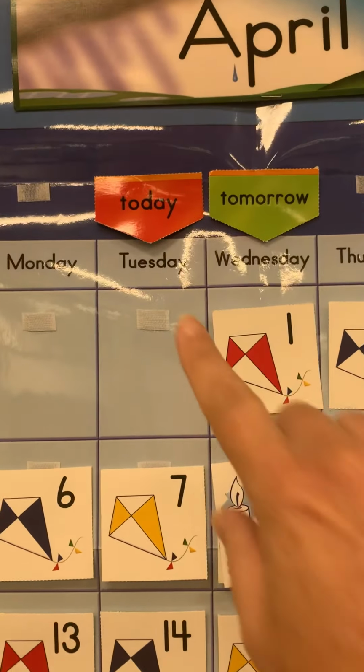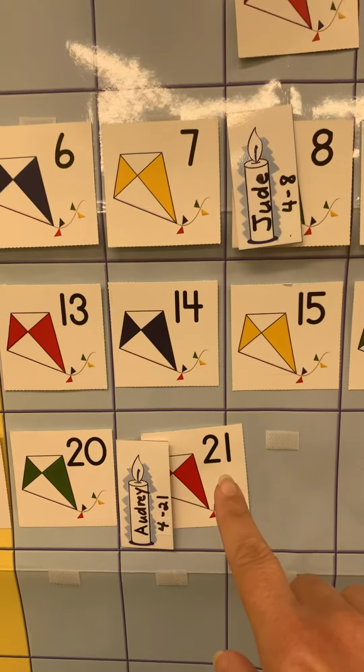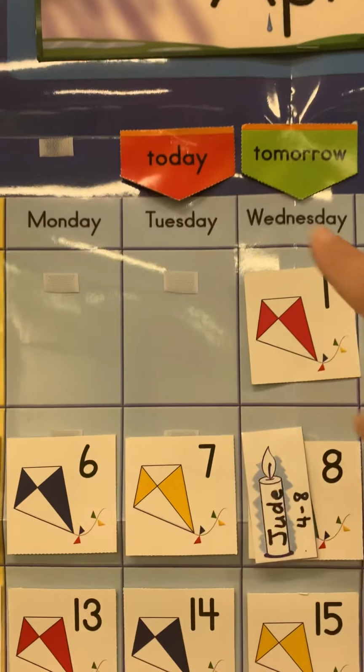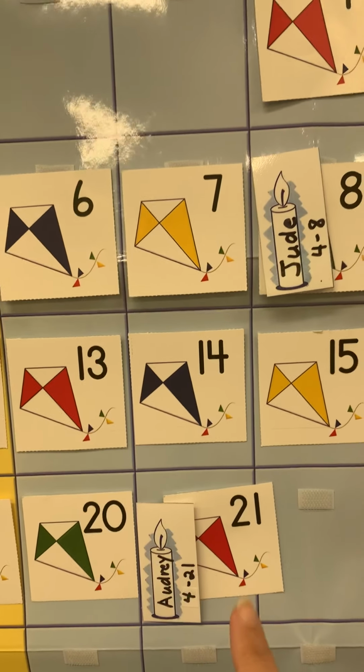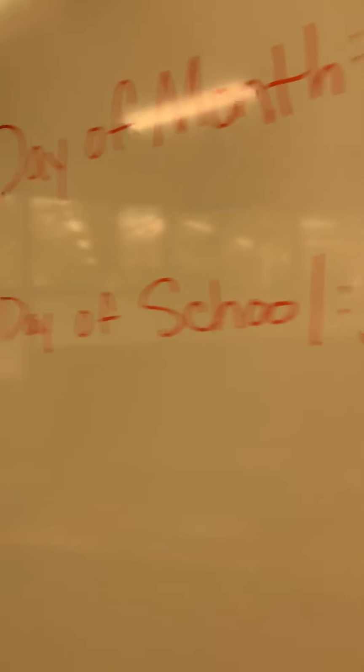Let's say it again. Class, today is Tuesday, April 21st, 2020. Very good. One more time, everybody. Today is Tuesday, April 21st, 2020. I need to get my pointer out here, Mr. Apple Pointer. There it is.